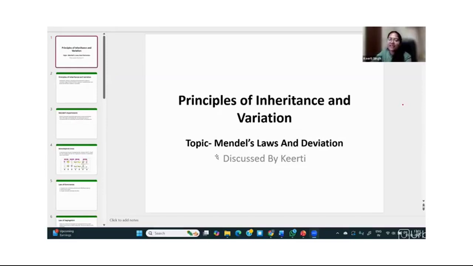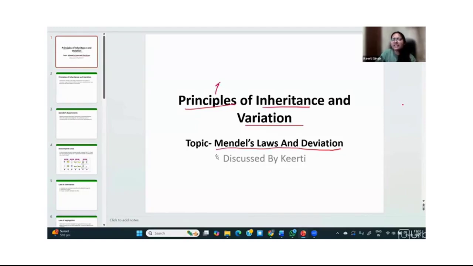I'm Keerti, and today we are going to study about principles of inheritance and variation. Under this chapter name, we are going to discuss Mendel's law and deviation. Right? Before moving into the chapter, let's first decode the title of this chapter, which says Principles of Inheritance and Variation. Right?